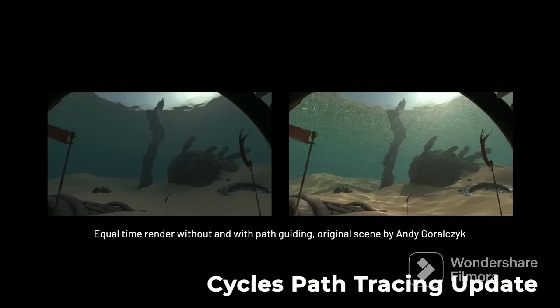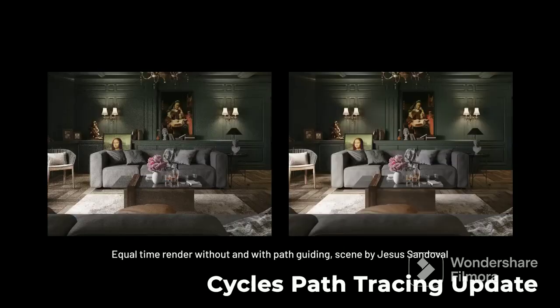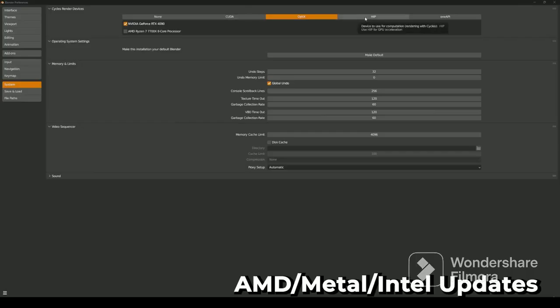Intel's Open Path Guiding library has been added to Cycles. This improves the sampling quality of paths being traced, which helps reduce the noise in your renders. Specifically, you will see an improvement in complex lighting scenes such as indirect bounces, caustics, and more. The less noise in your scenes, the less samples you need, and thus you should see a decrease in render times. AMD HIP, Apple Metal, and Intel oneAPI have all seen minor improvements and support updates.